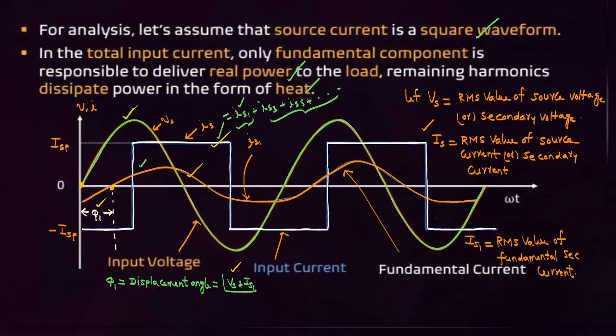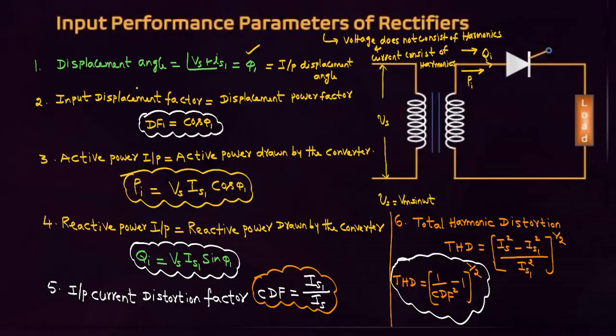Let capital Vs equal the RMS value of source voltage or secondary voltage. Is equals the RMS value of source current or secondary current. Here source in the sense secondary only, with respect to the transformer. IS1 equals the RMS value of the fundamental secondary current. With this knowledge, what is the displacement angle? The angle between secondary voltage and fundamental secondary current is the displacement angle. Cos of displacement angle is called the displacement factor.